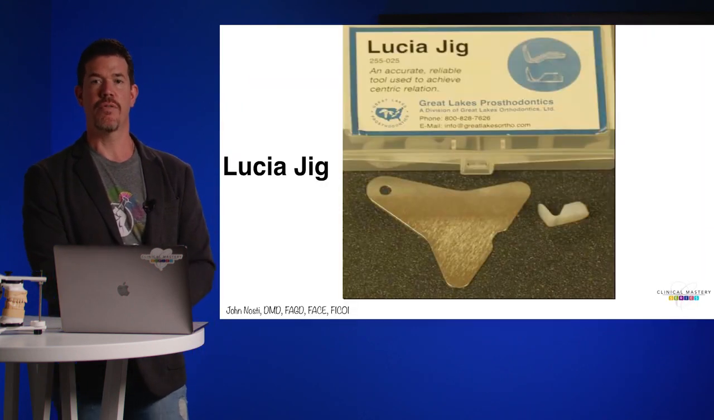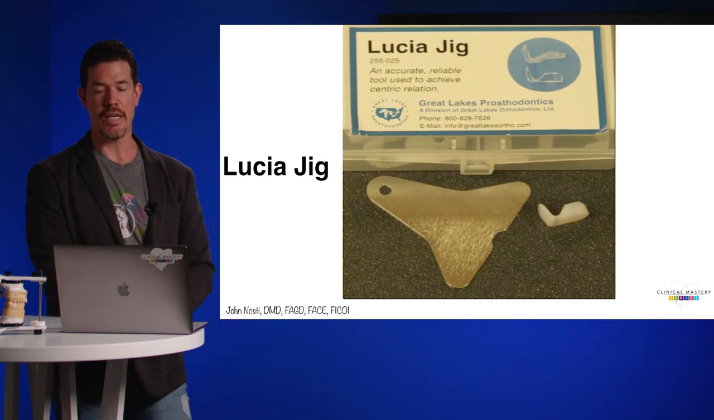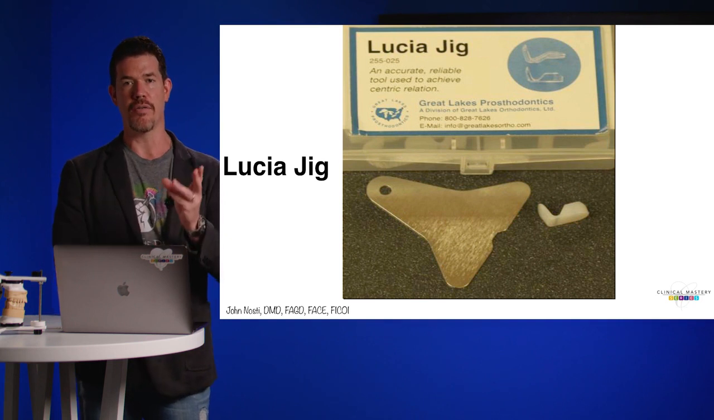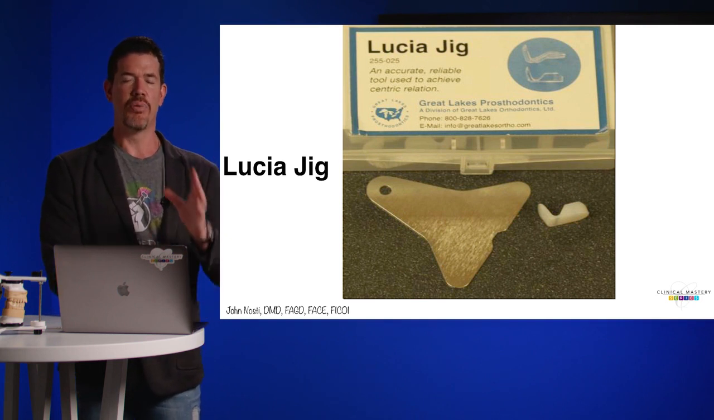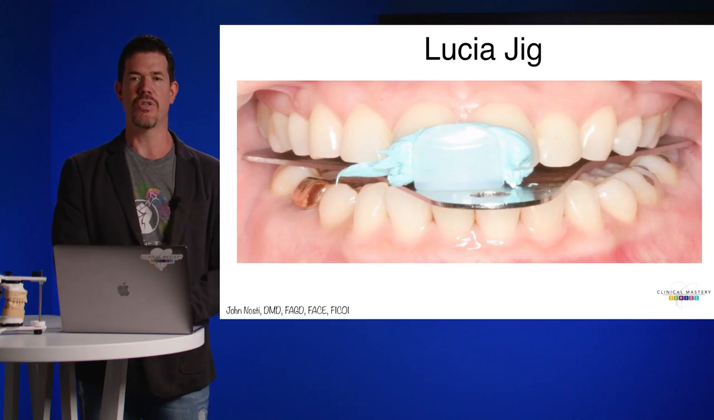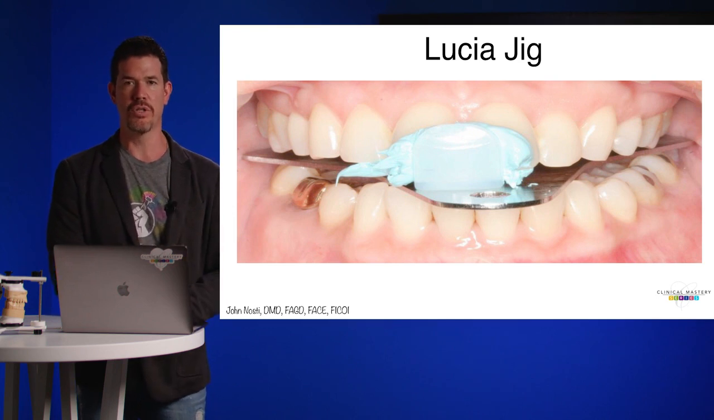Many of you might have become familiar with the Lucia jig. This is a pretty good technique. It has a whale's tail, which is that metal portion that we see there, and an anterior jig. And you put a little bite registration material on that anterior jig, put the whale's tail in place. That seats the anterior jig. Once that's set, you can take that out and the patient bites on the jig.